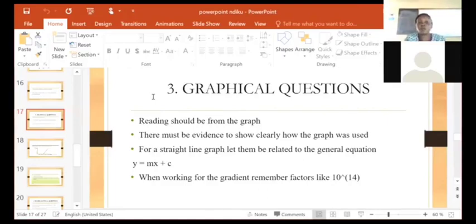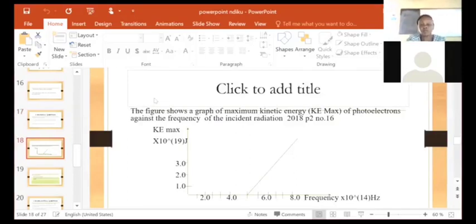When the graph is a straight line, we have to relate it with the general equation, that is y equals mx plus c. Then when we are working out the gradient, we have to remember some of the factors which might be written on the axis, like 10 power 14. We have this example on the photoelectric effect. This is the question which was there in 2018. The graphs.